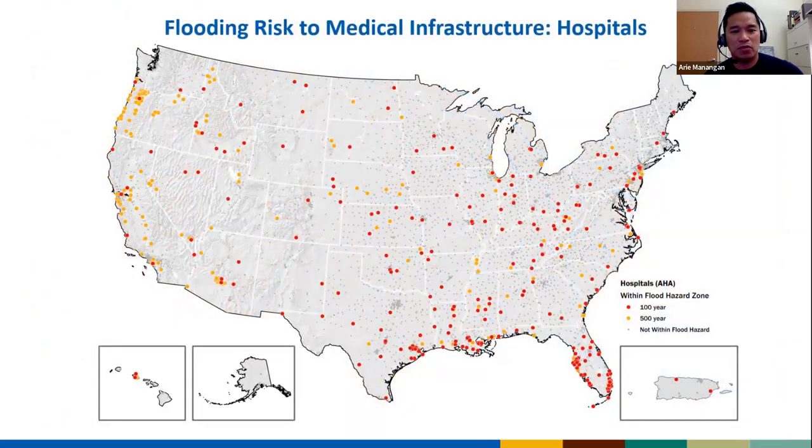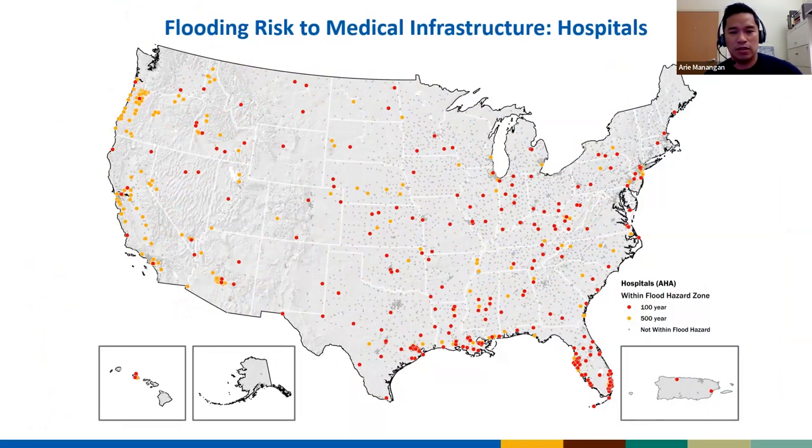This is a national map of our results, just looking at the American Hospital Association data. These are hospital facilities with the highest risk in red, those with moderate risk in orange, and those facilities not within a flood hazard area in gray. Additionally, we performed this analysis for nursing homes, dialysis clinics, and pharmacies. Next slide.